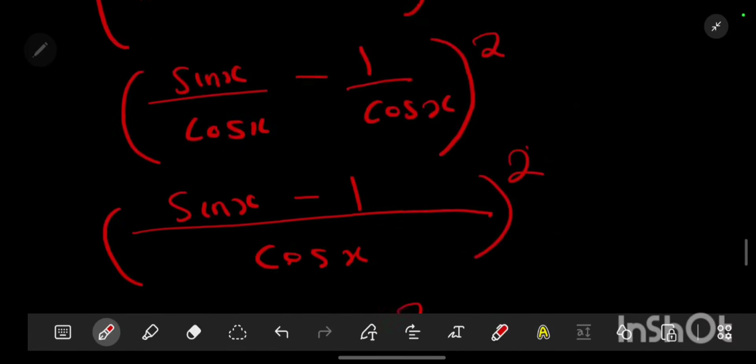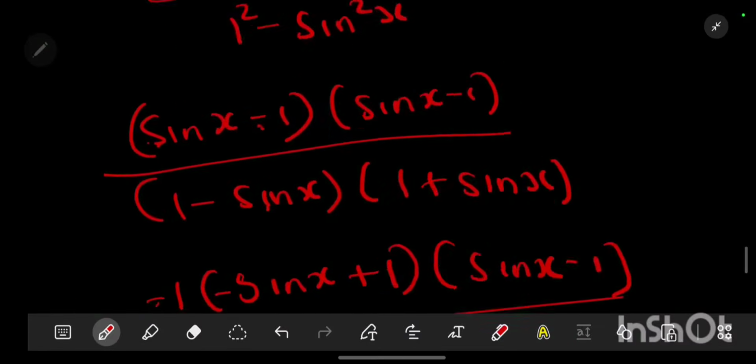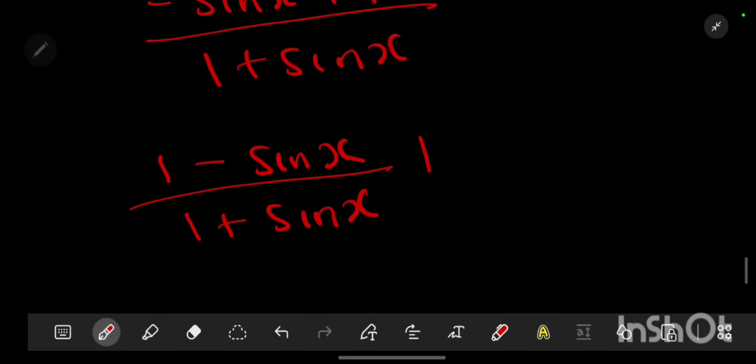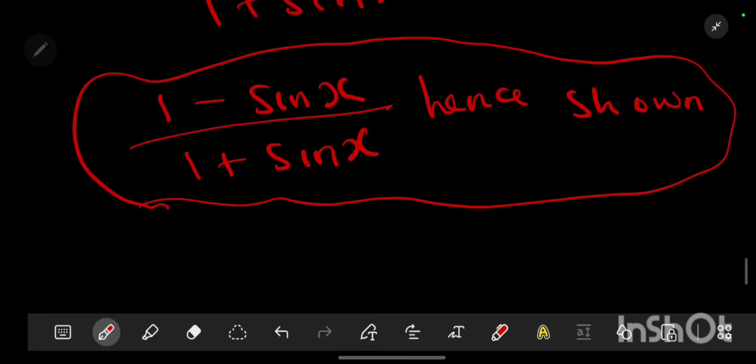Is this the required answer? 1 minus sine x, and down here it's positive. So we can say from here, hence shown. So this is what we have as our answer. Let's move on to our next question.